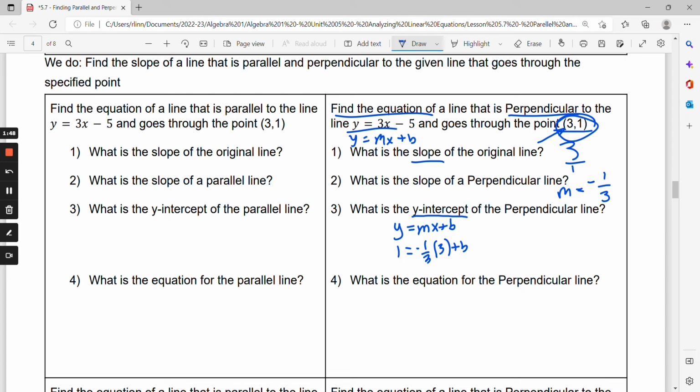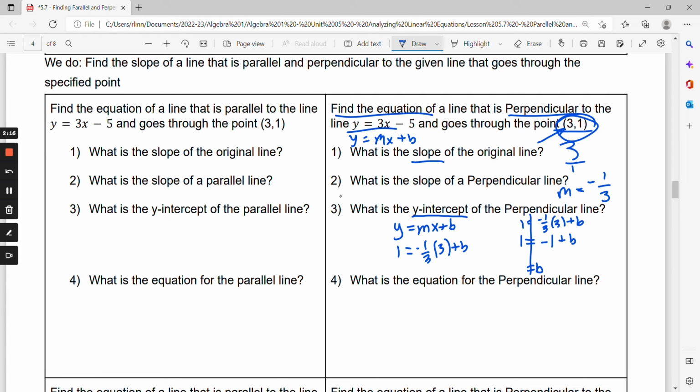Now we've got an equation here. We can go ahead and simplify this. So let me rewrite it over here so I've got enough room to work. 1 is equal to negative 1/3 times 3 plus b. So let's isolate b and get b by itself in order to find out what our y-intercept is. So 1 equals, we'll simplify this a bit first, negative 1/3 times 3 is equal to negative 1. So negative 1 plus b.